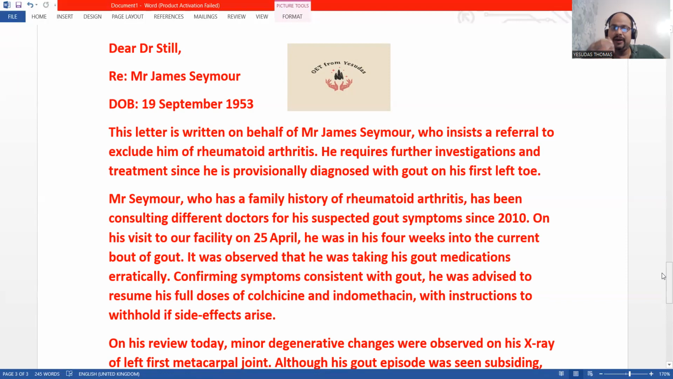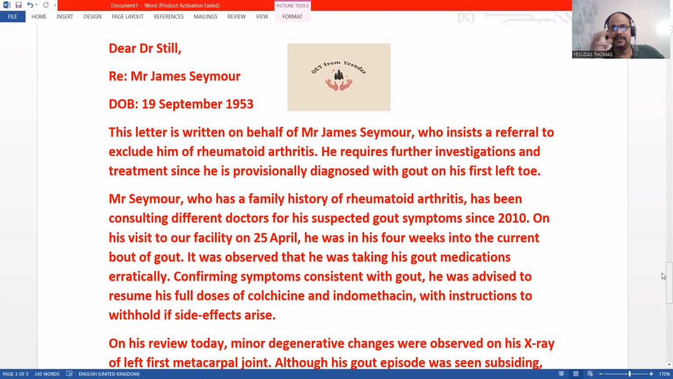Now, why we have written his suspected gout symptoms is that it is an inflammation in the toe. So we have not written it directly. We have written suspected gout symptoms instead of inflammation. So indirectly we have said gout symptoms there. Okay.